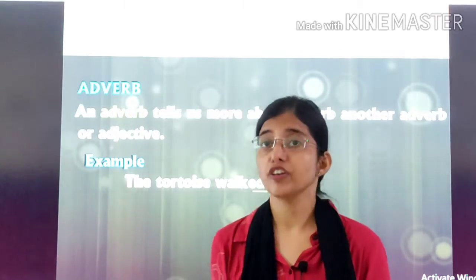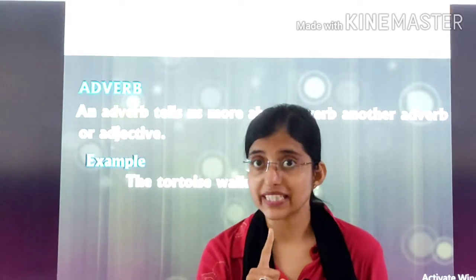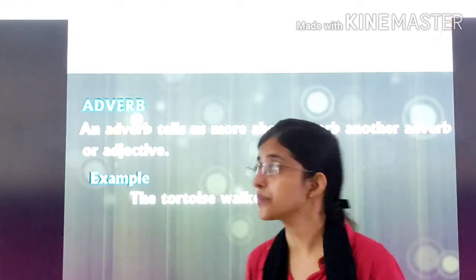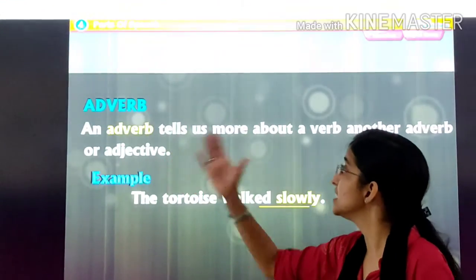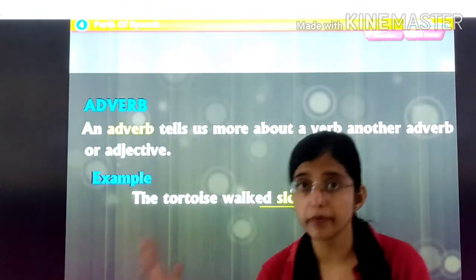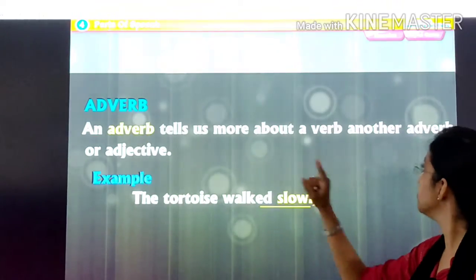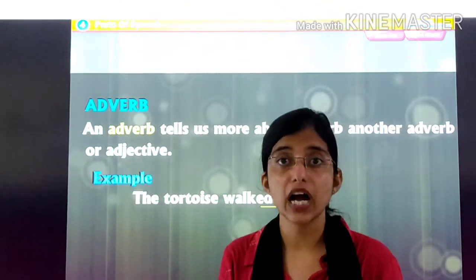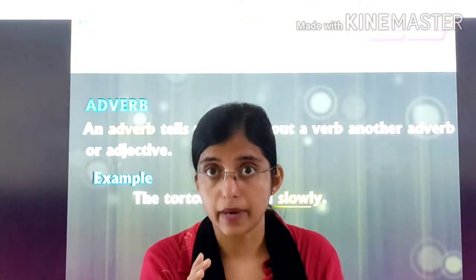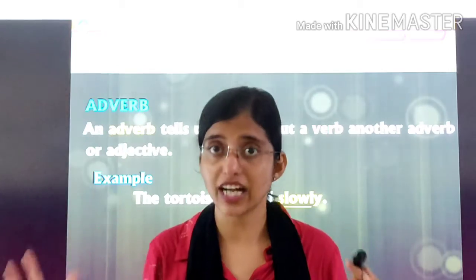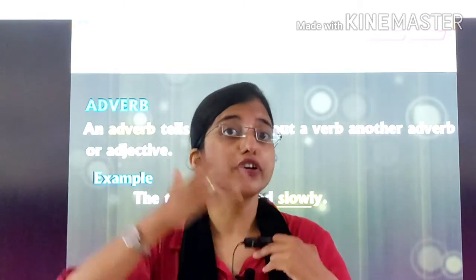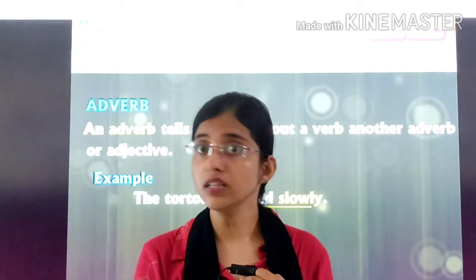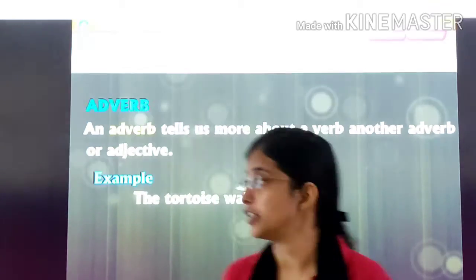So children, our first topic is adverb. What is an adverb? An adverb tells us more about a verb, another adverb or an adjective. Adverb क्या होता है? जो एक verb के बारे में हमें कुछ ज़्यादा जानकारी दे, which gives us more information about a verb. For example, look at the example carefully.